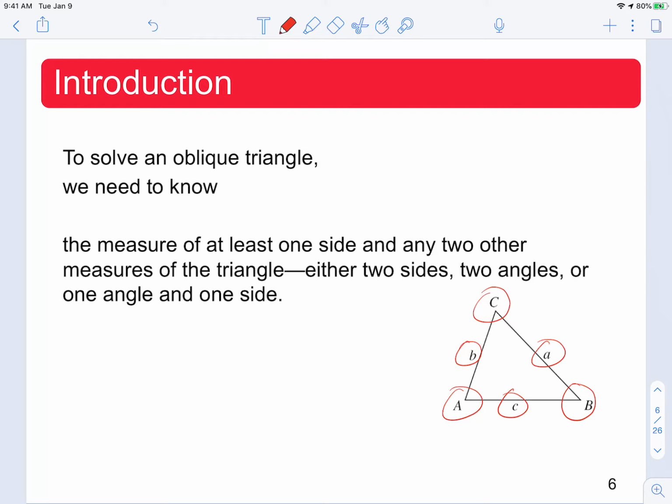A couple of things to note in terms of the notation. If I have an angle and I look to the opposite of that angle, I'm going to find the corresponding side. Here's B, opposite that, here's side B. Here's angle C, opposite that, there's side C. So when you label your oblique triangles, make sure that you follow that notation.